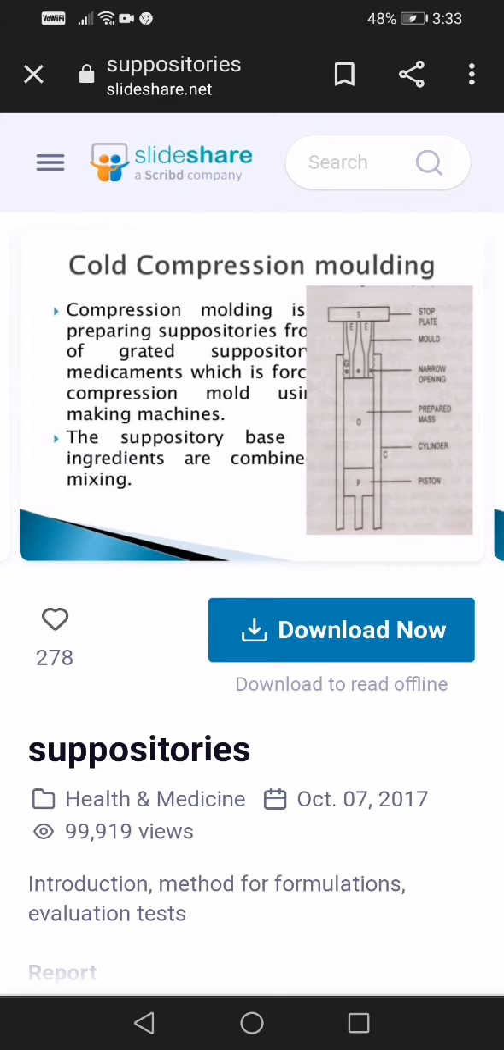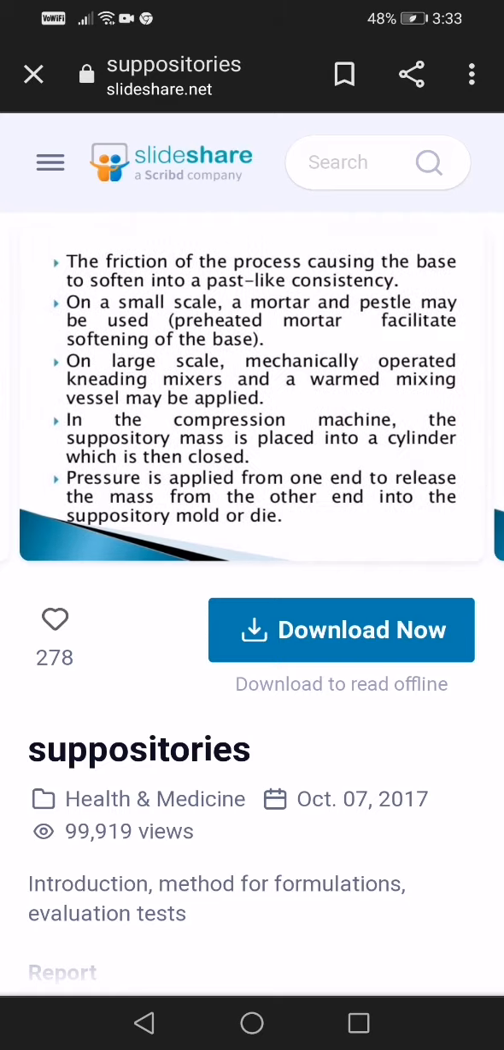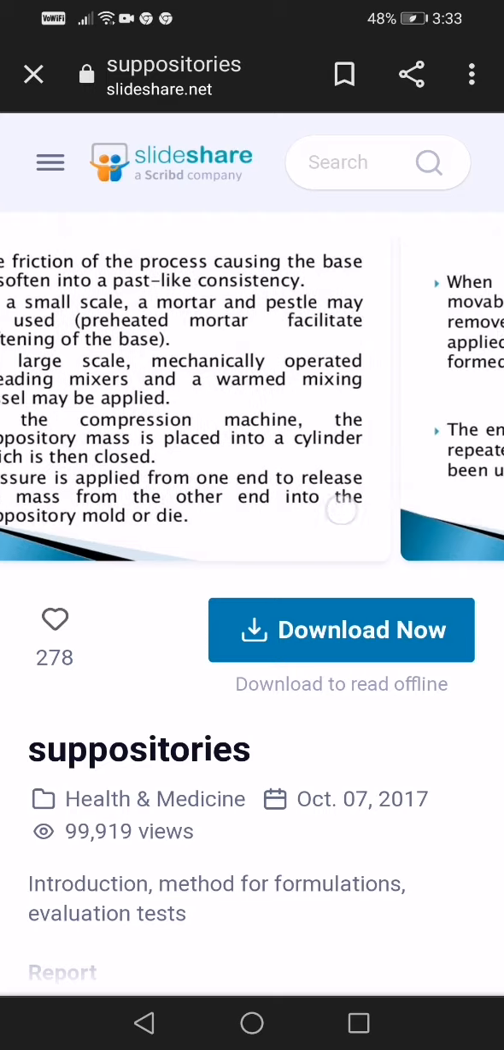Next, the cold compression method. Compression molding prepares suppositories by using a machine, a cold compression machine. The friction of the process causes the base to soften. On a small scale, a mortar and pestle may be used to prepare the softened base, and on a large scale mechanical vessels are needed. In the compression machine, the suppository mass is placed into a cylinder which is then closed, and with the help of that compression machine they compress it to produce the suppositories.